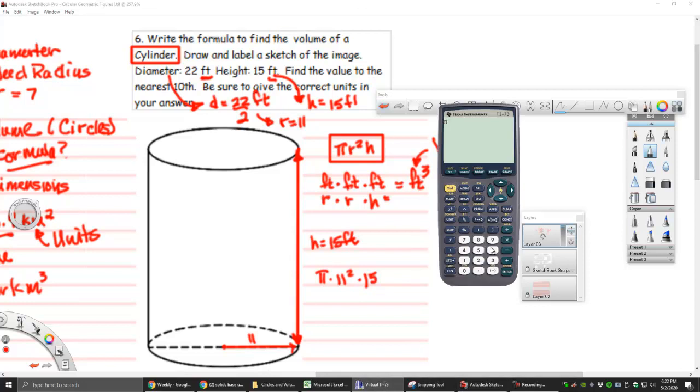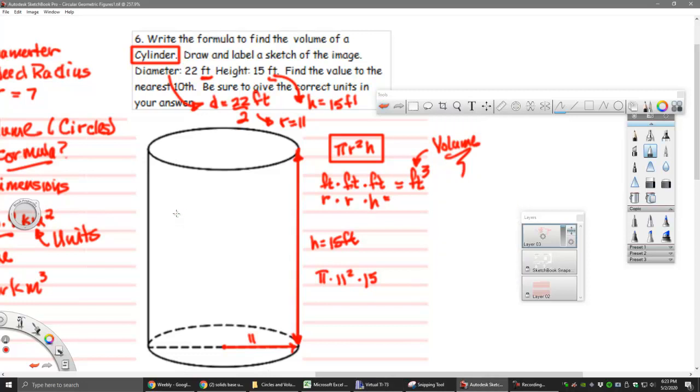Pi times 11 squared times 15. Okay, so my calculator, I type it all in and I get 5,701. I'm going to round that off to 5,702. So our volume is 5,702 and our units are feet cubed.